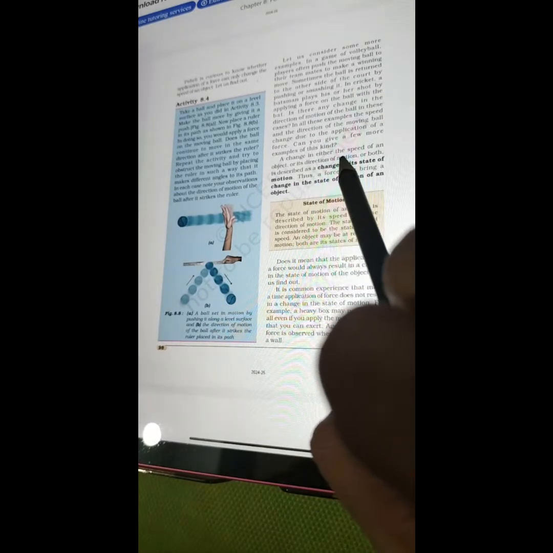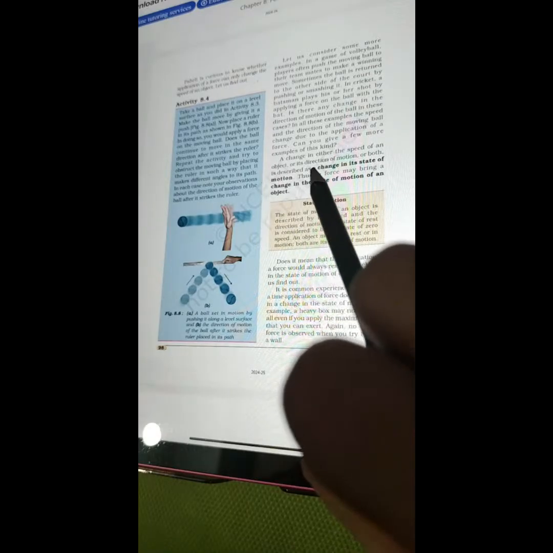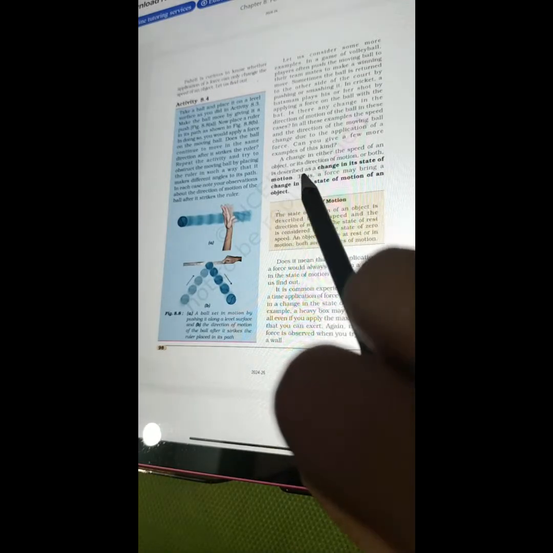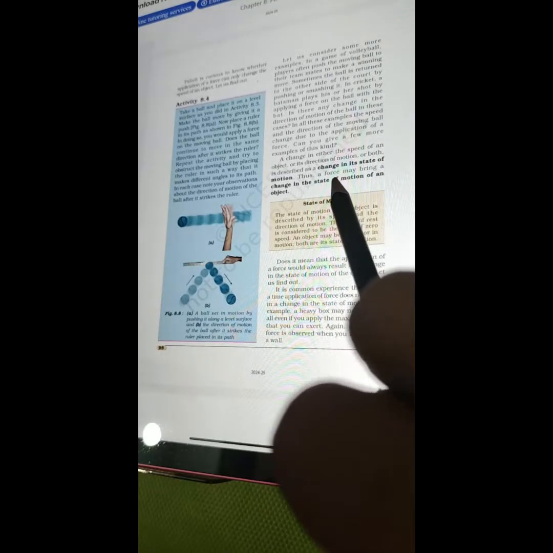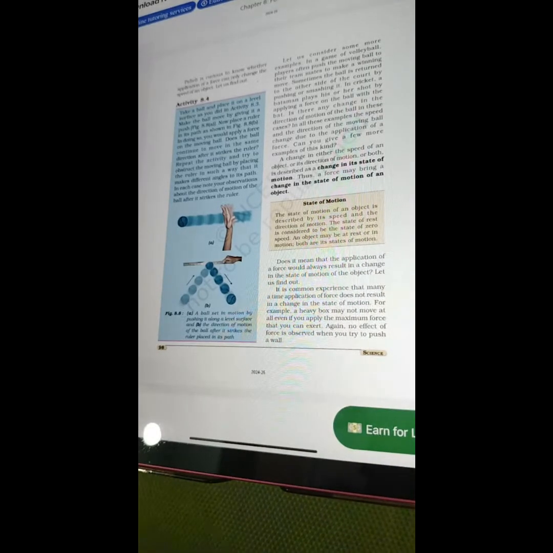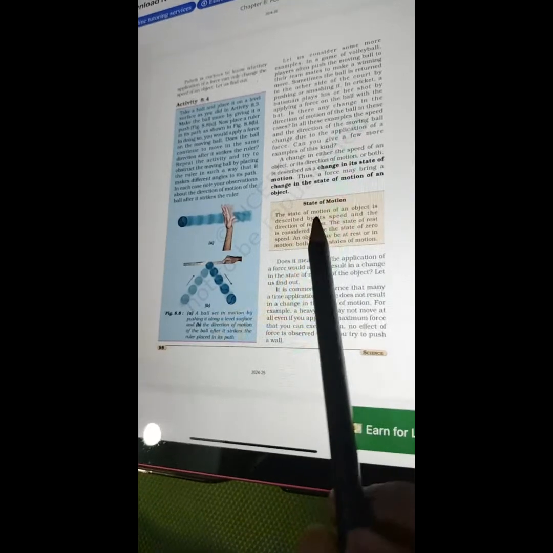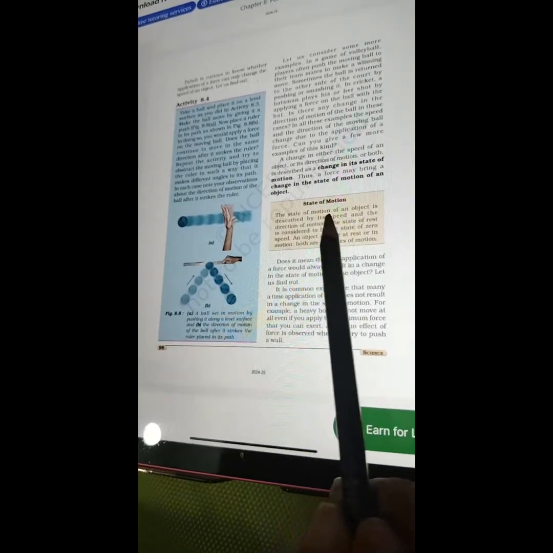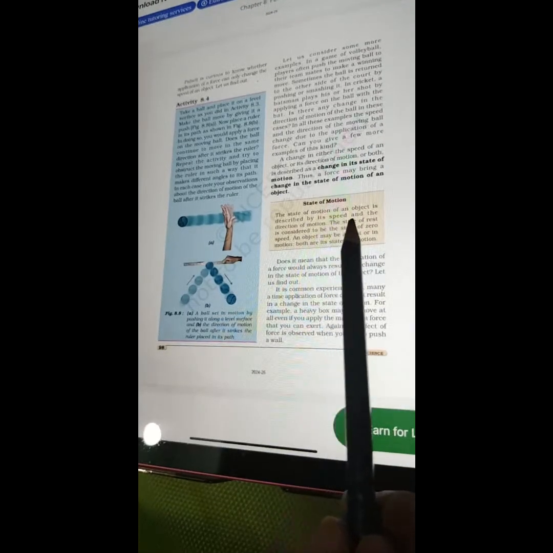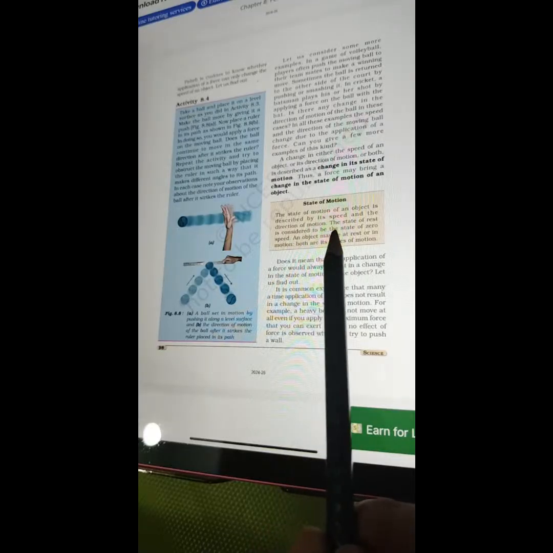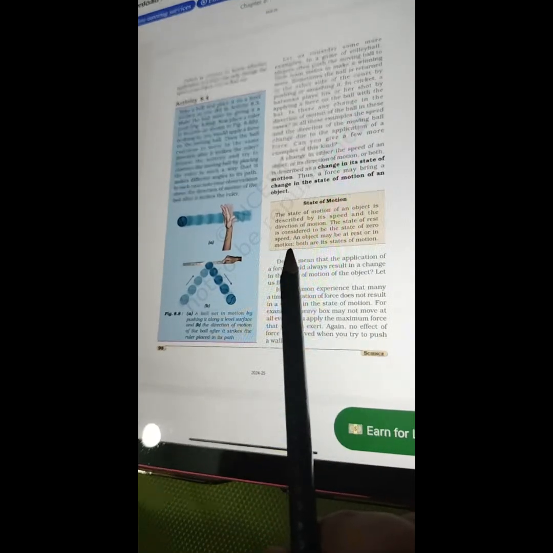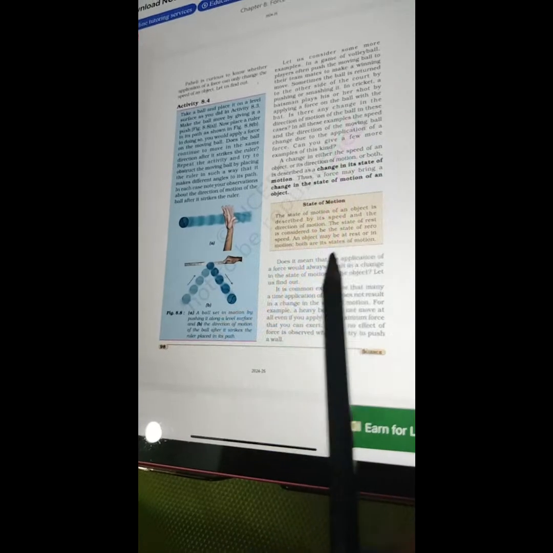A change in either the speed of an object or its direction of motion or both is described as a change in its state of motion. Thus, a force may bring a change in the state of motion of an object. State of motion: the state of motion of an object is described by its speed and the direction of motion. The state of rest is considered to be the state of zero speed. An object may be at rest or in motion; both are its states of motion.